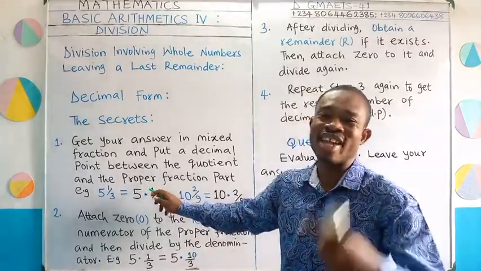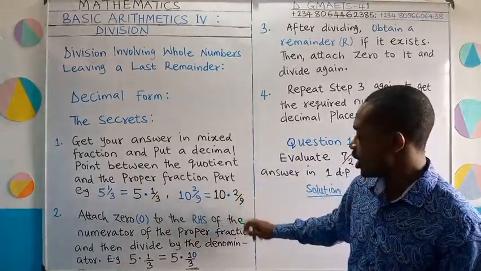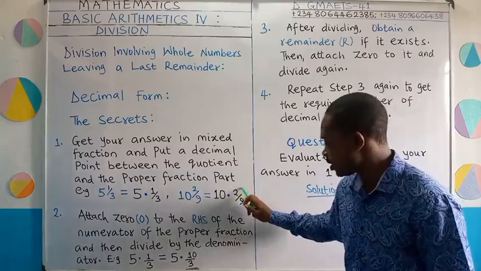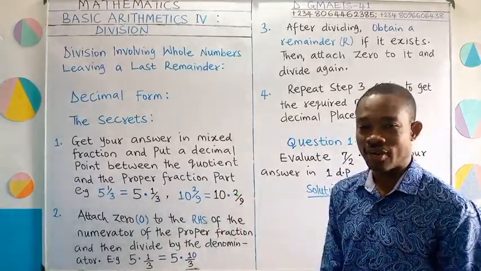So this becomes 10 over 3. In this case I have 10.2 over 9. Come to the right hand side. Attach 0 on the right hand side of that too. So you get something like 20 over 9.